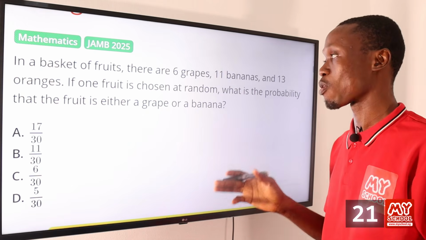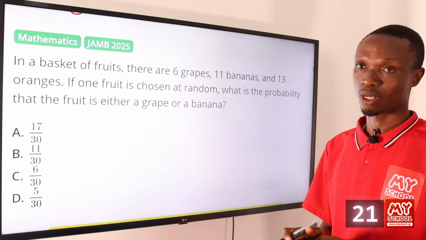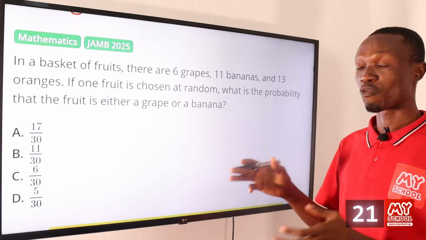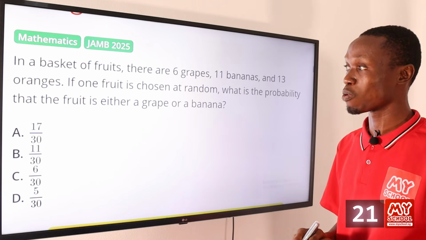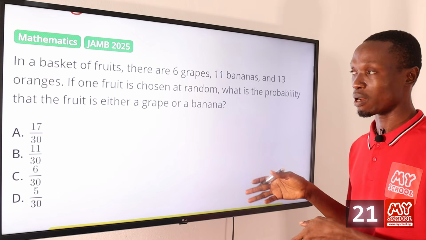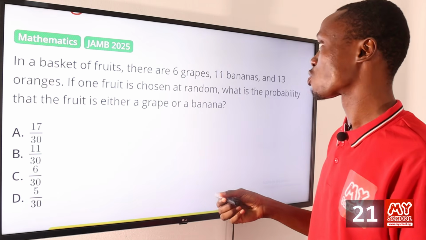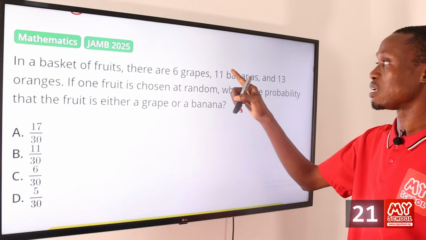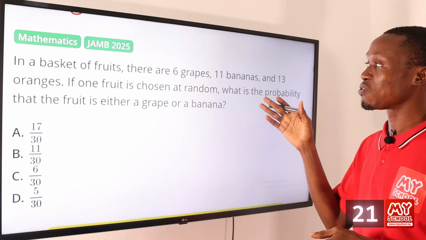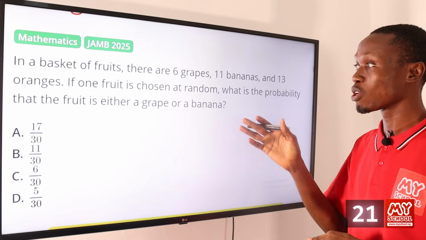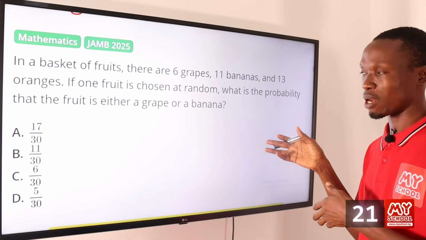Remember that the formula for solving probability is the number of favorable outcomes all over the total number of outcomes, right? So in this case, the favorable outcomes are the grape and the banana. For favorable outcomes, we have 6 grapes and 11 bananas. So we are going to add them together, and we'll be having 17 fruits making up a grape or a banana.